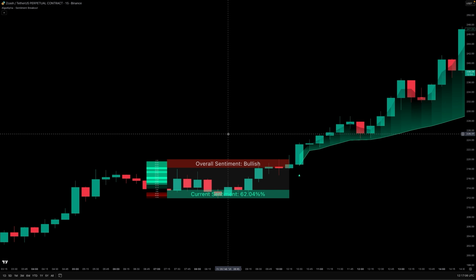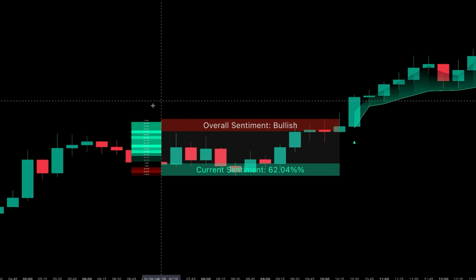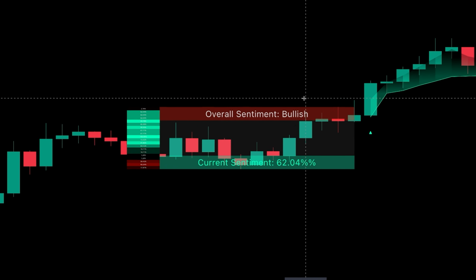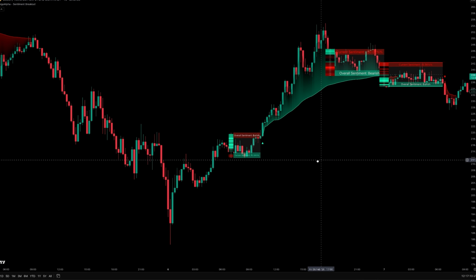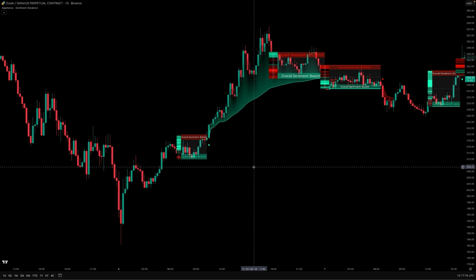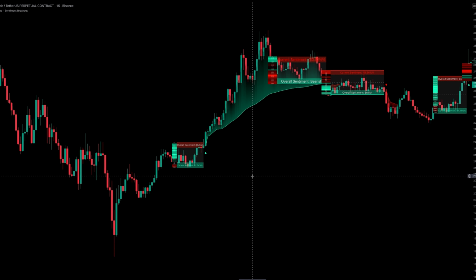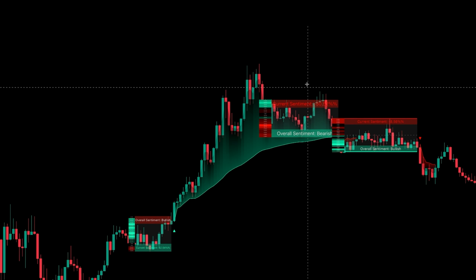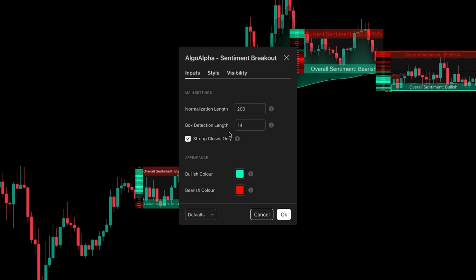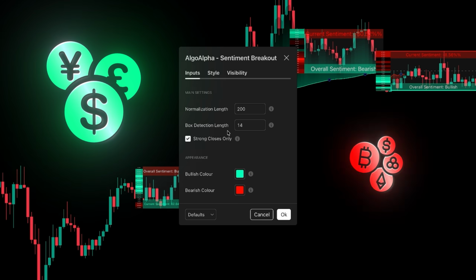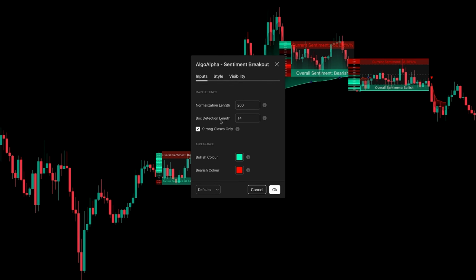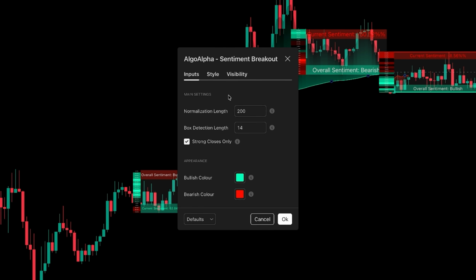Second, combine it with context. The indicator gives you fantastic micro contexts, but don't forget about the macro contexts. The overall trend on the higher time frame, key support and resistance levels. A breakout in the direction of the overall trend has greater potential. Third, adaptability is the key to success. Don't use the same settings for different markets, like currency pairs and cryptocurrencies. Crypto may require a shorter normalization length, while currency pairs may need a longer one.